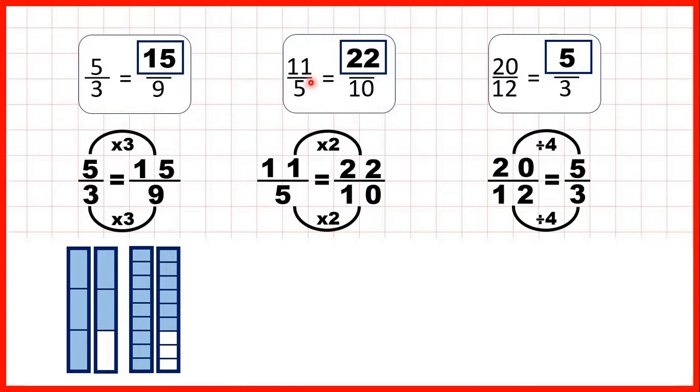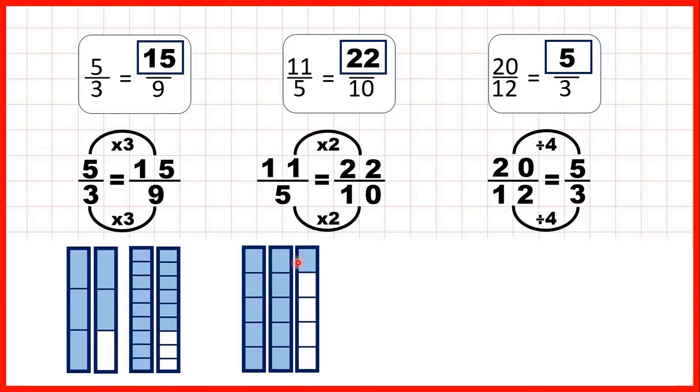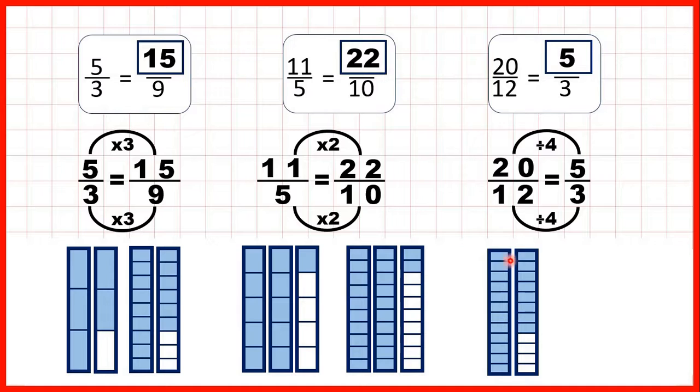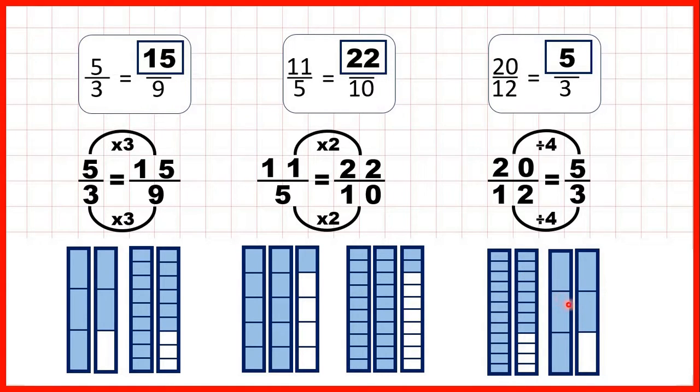For this middle question, 11/5 is the same as 22/10. If the fraction bar's been split into fifths, then we need 2 whole fraction bars and 1/5, and we can see that we have the same amount shaded if the fraction bar's been split into tenths, and we have 22 of those tenths. 20/12 is equivalent to 5/3. We can see that in both fractions, exactly the same amount is shaded in the fraction bars.